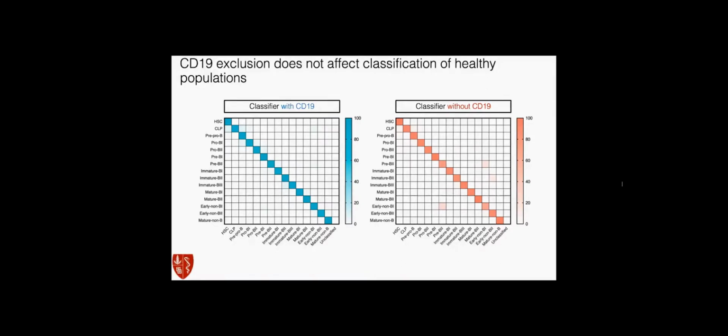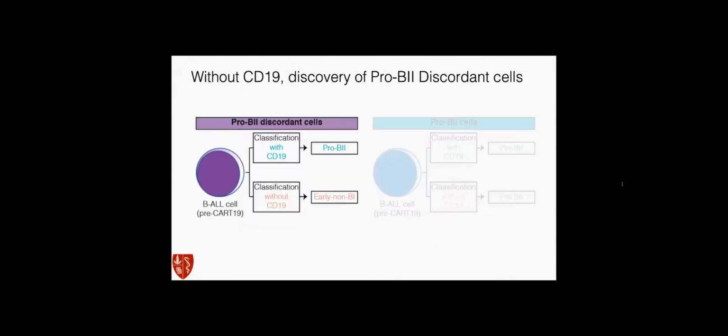And what I'm showing here is our healthy bone marrow controls. When we include CD19 in the classifier, in the blue on the left, you can see that there's perfect agreement of where cells are classified, versus if we exclude it, again, there's very little impact on where cells are classified, whether or not 19 is there or not in our classification. But this was not the case with the leukemia cells.